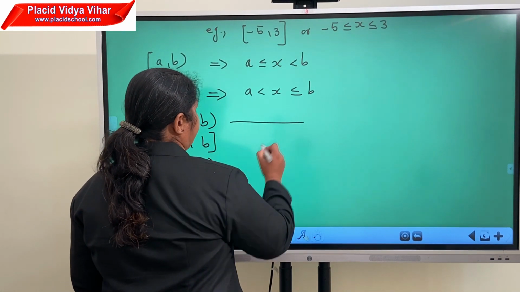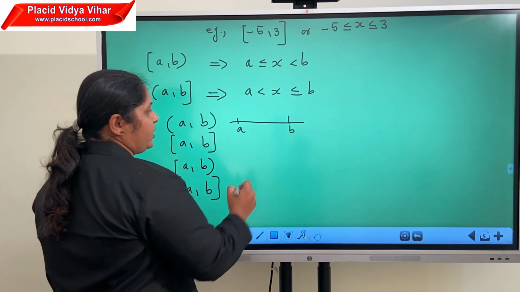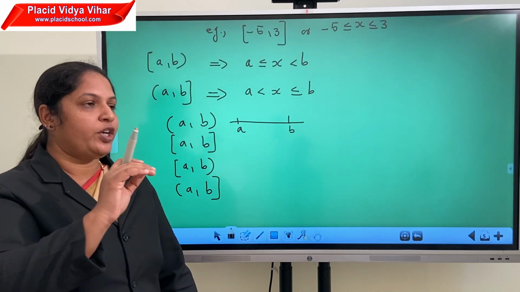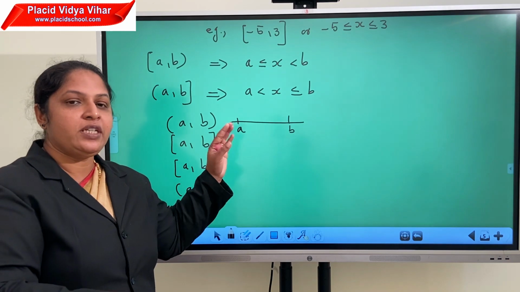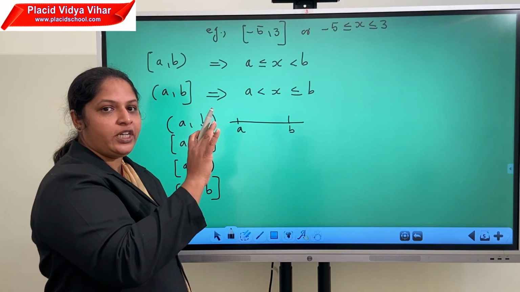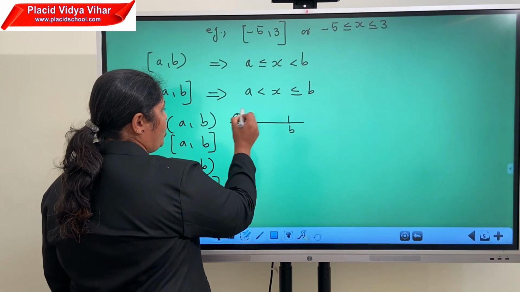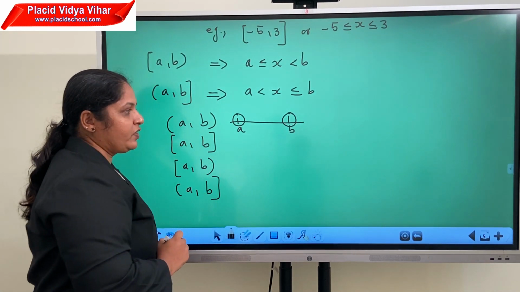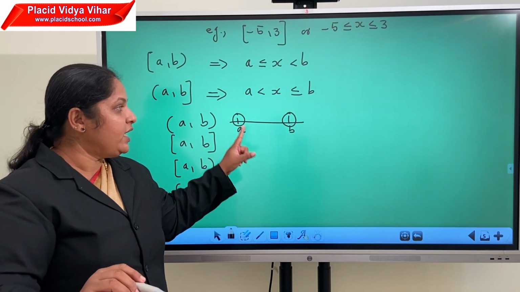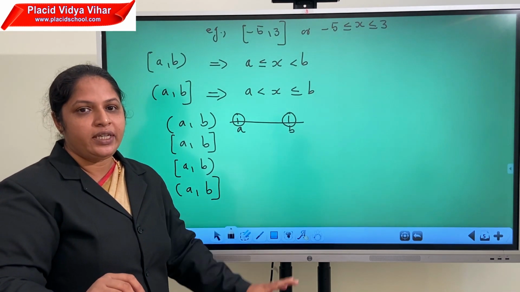Let this be the number line. Let this be the value a and let this be the value b. An open interval always uses a plain circle. A plain circle on a number line means that particular point is not included in the interval. So here a and b, the end points, are not included in the interval as it is an open interval. So you have to draw two plain circles. When you see two plain circles at the end points, you have to understand that it is an open interval and the end points are not included in the interval.